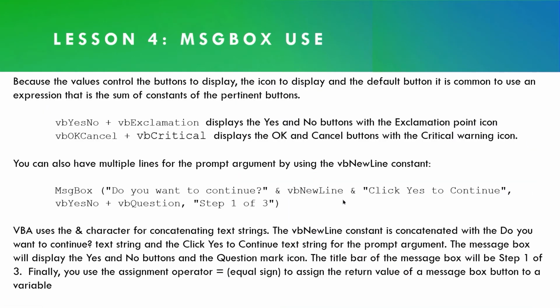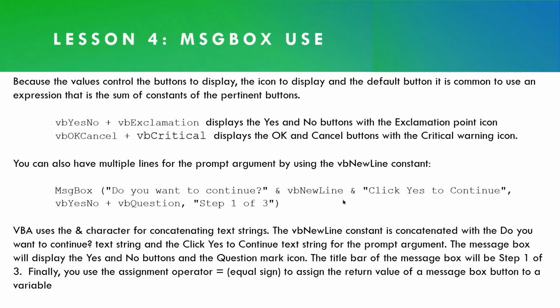In addition to referencing the icons and the buttons in the message box by utilizing their values, as we saw in the previous slide, you can just use the VB constant name. If you say VB yes, no plus VB exclamation, it will display the yes and no buttons with the exclamation point icon. If you have VB OK cancel plus VB critical, you'll get the OK and cancel buttons and the critical warning icon. And you can also have multiple lines for the prompt argument by using the VB new line constant. So here's an example.